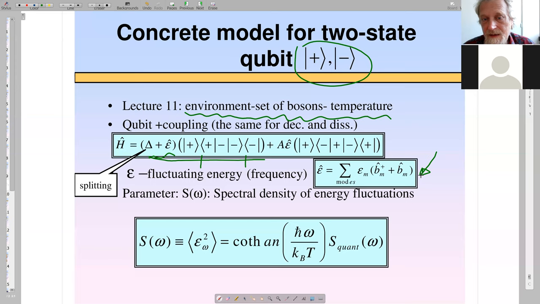Then dissipation. I don't want to introduce yet another operator in the boson modes. I would use just the same one, but with a different coefficient, also of order one perhaps, which accounts for the fact that it is still a different process. Different because, as we see here, it causes transitions between the two qubit states. I need to characterize this fluctuation somehow, and the parameter I would use is the spectral density of these energy fluctuations.